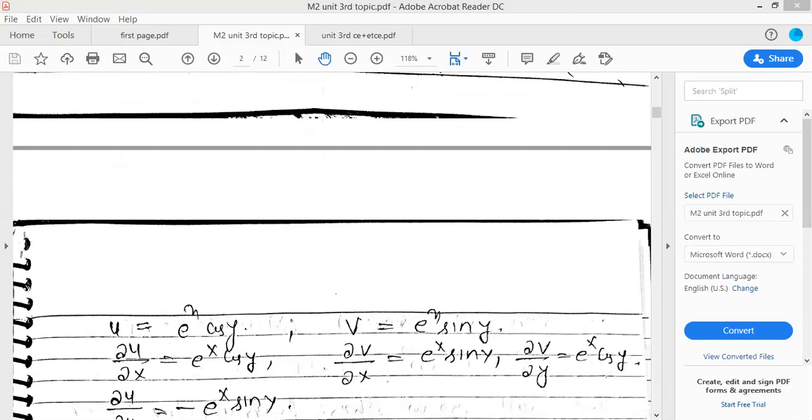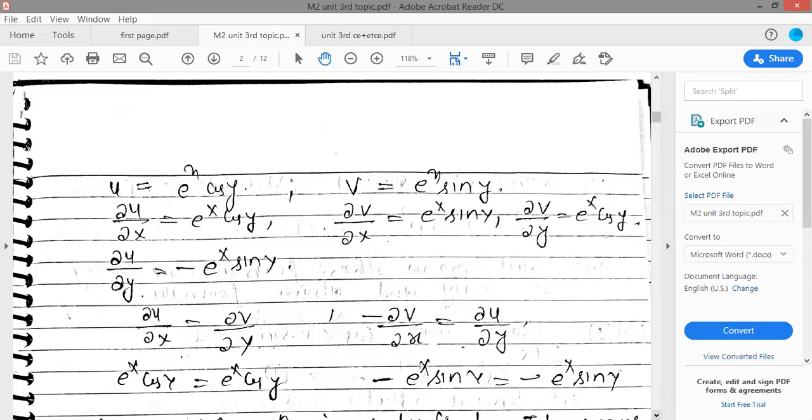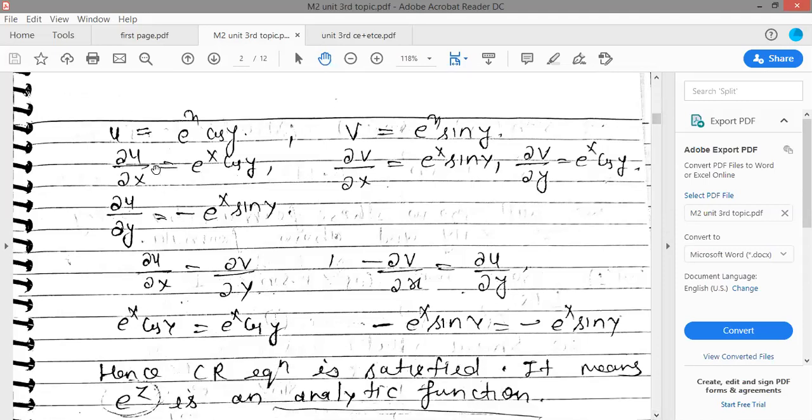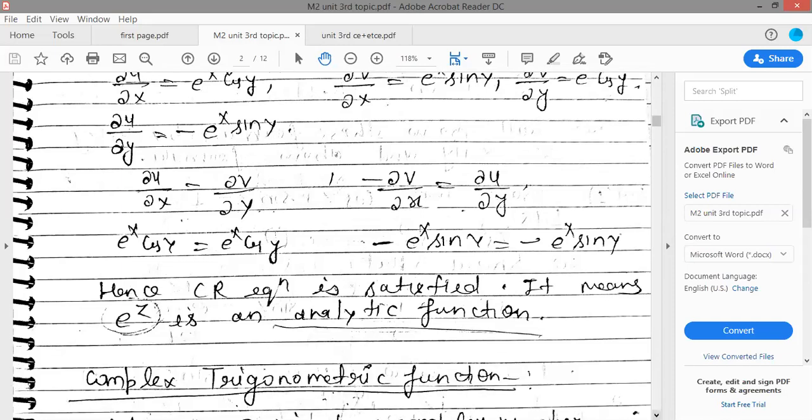So this is your ∂u/∂x, ∂v/∂x, ∂v/∂y, and ∂u/∂y. So check, ∂u/∂x = ∂v/∂y: e^x cos y = e^x cos y. That means u and v both satisfy our CR equations. So hence the CR equations are satisfied. It means e^z is an analytic function. So this is the whole procedure: we are proving that e^z is an analytic function. That means our exponential function is an analytic function.